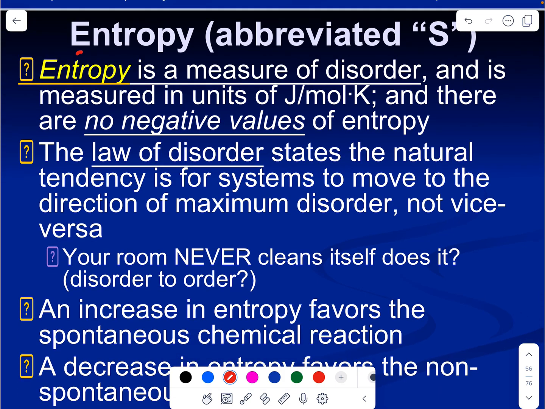Now let's talk about entropy. This is abbreviated with the letter S. Entropy is a measure of disorder. I like to tell students that I am an example of entropy. We measure entropy in units of joules per mole K.